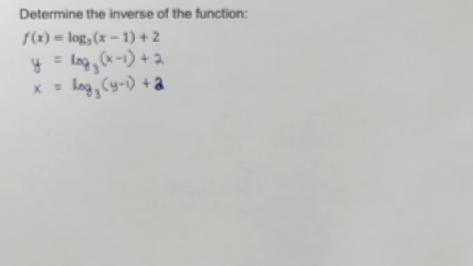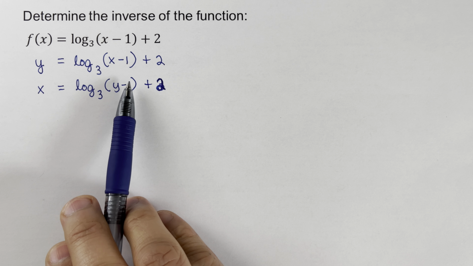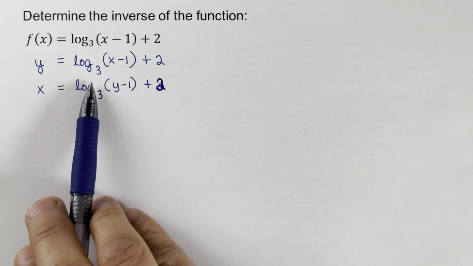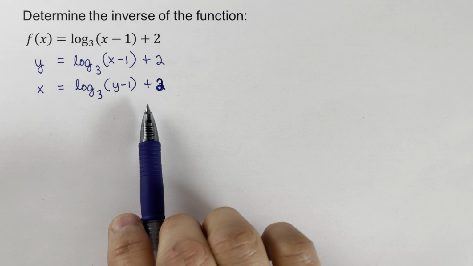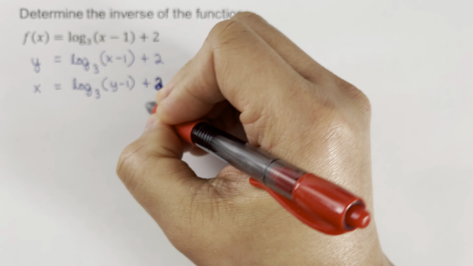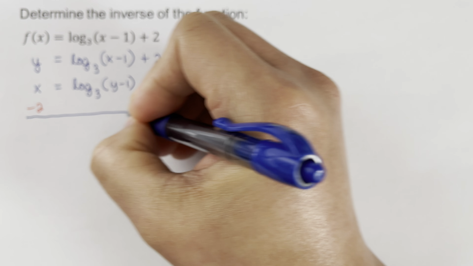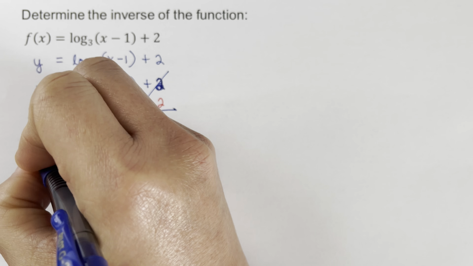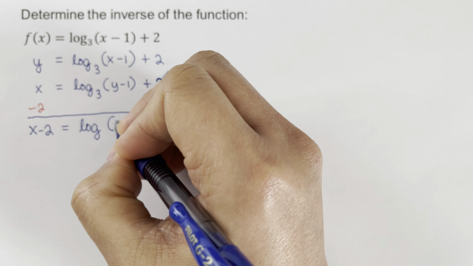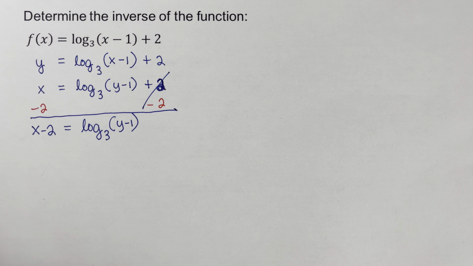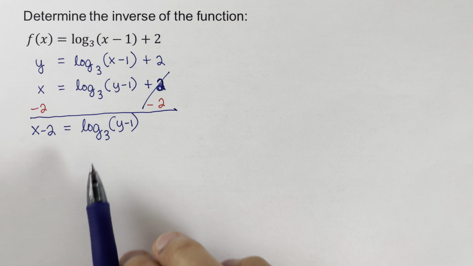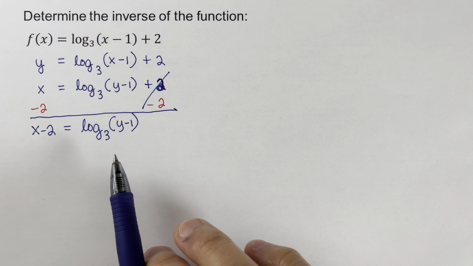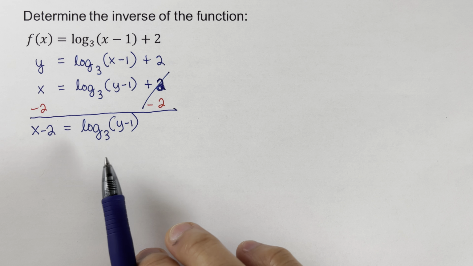Okay, part of this step is to isolate this logarithmic expression on one side of the equation, but we have a plus 2. All we need to do is to subtract 2 from both sides. So minus 2 and minus 2. So then we can cross the 2 out. So then we are left with... Okay, so we already have isolated the logarithmic expression on one side of the equation so that we can go ahead and convert this to its equivalent exponential form.